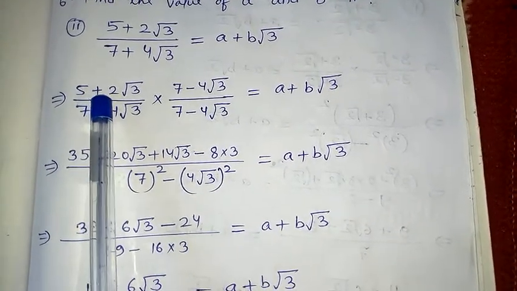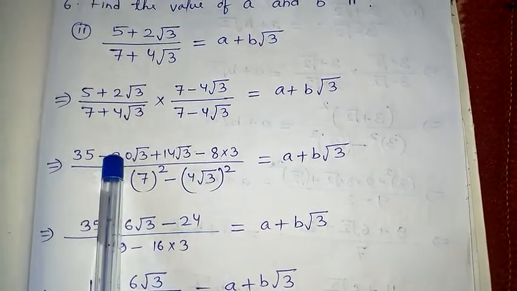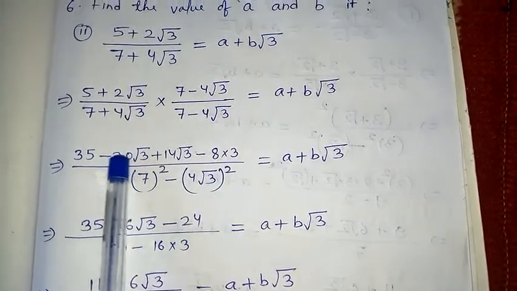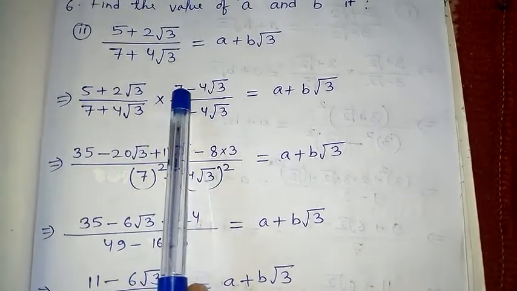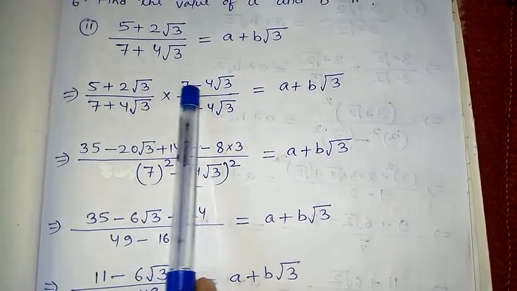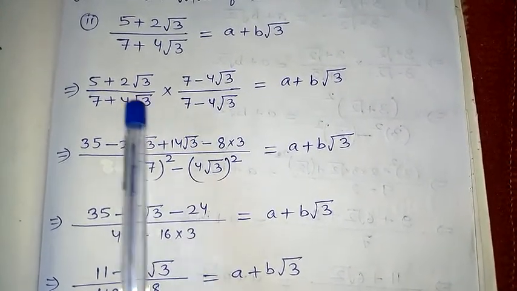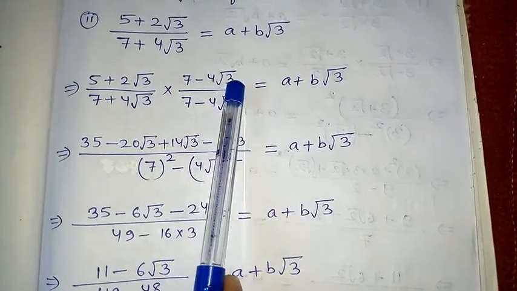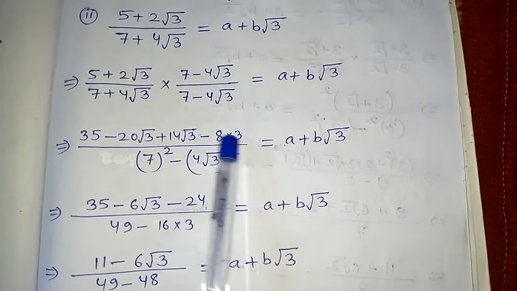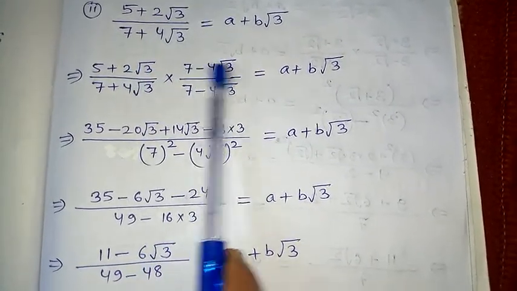Now it's time to multiply. 5 into 7 is 35, 5 into minus 4 root 3 is minus 20 root 3. So the first one I multiplied with both. Now the second one I will multiply with both. Now plus 2 into 7 is 14 root 3, so plus 14 root 3, plus into minus, minus 2 into 4 is 8, root 3 into root 3 means root 3 square, that is 3. So here the first will multiply with both, the second will multiply with both.